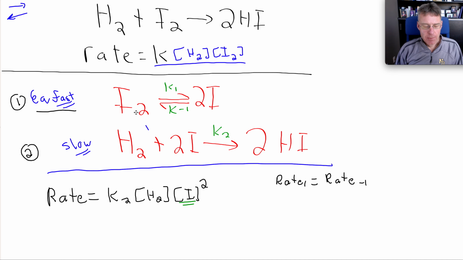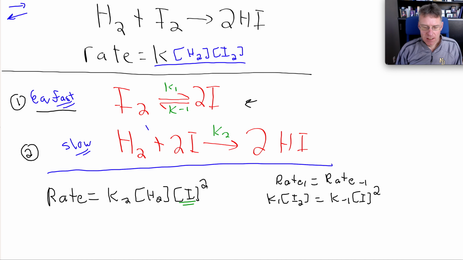So we just have molecular iodine, so this is K1 times the concentration of iodine. The reverse, going backwards, is K minus 1 times the concentration of iodine atoms, and there's two of them, so this is second order kinetics. So we now have an expression with our intermediate in it, and we can solve for the intermediate concentration and plug it in. So that's what I'm going to do.